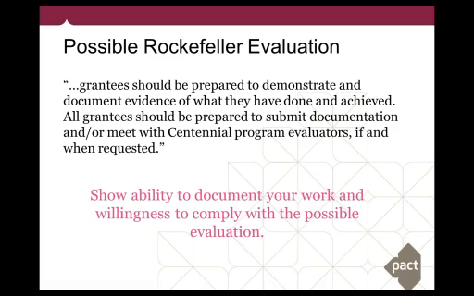What this means to me is that you just need to show the ability to document your work and willingness to comply with the possible evaluation. This evaluation would be conducted externally. You just need to be able to cooperate with the program evaluators.